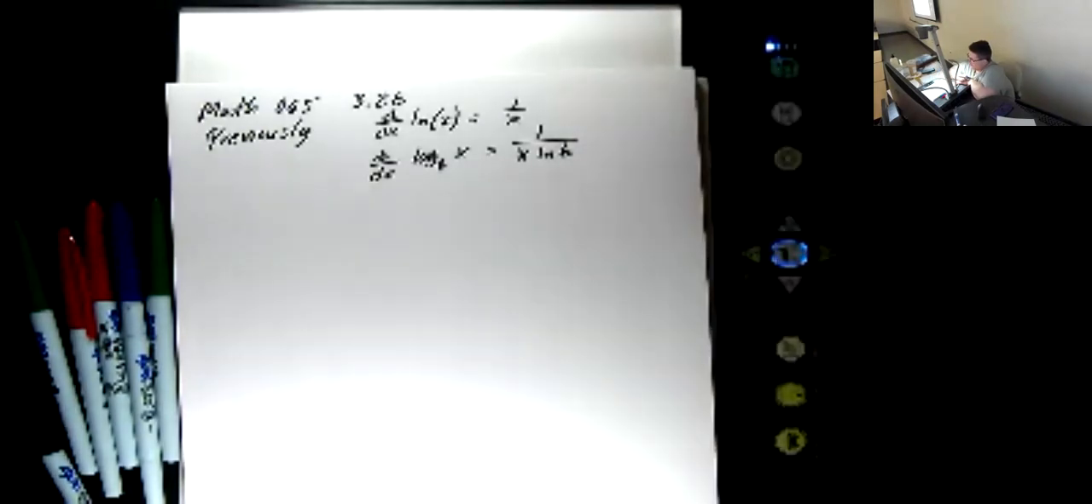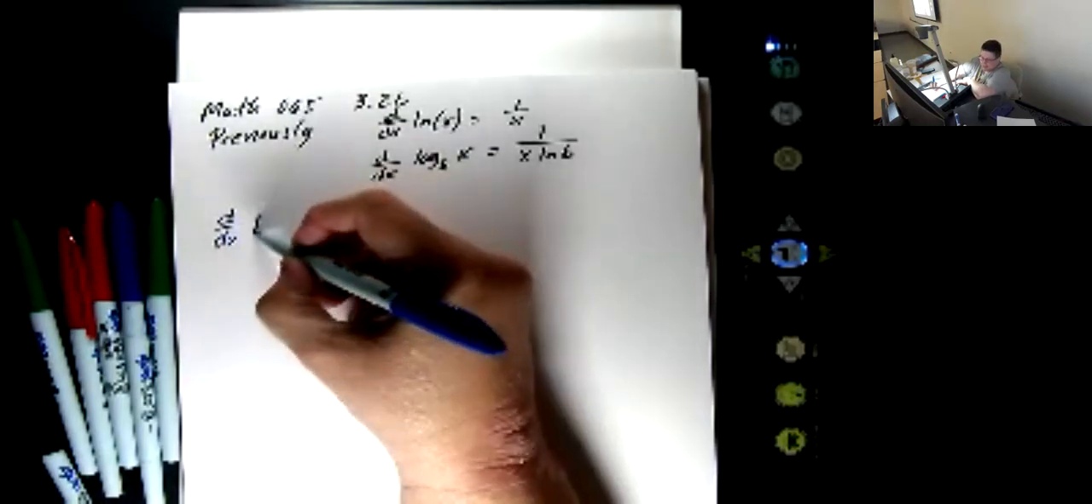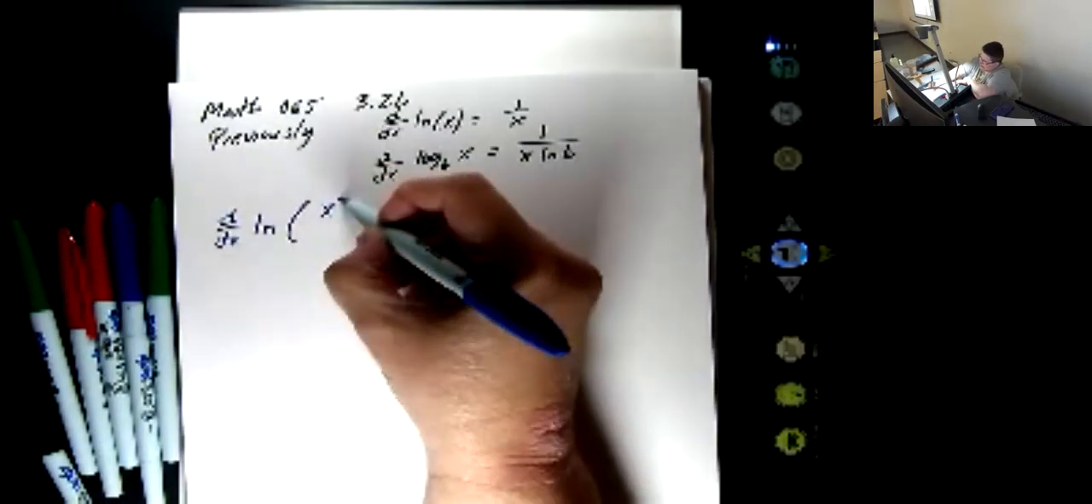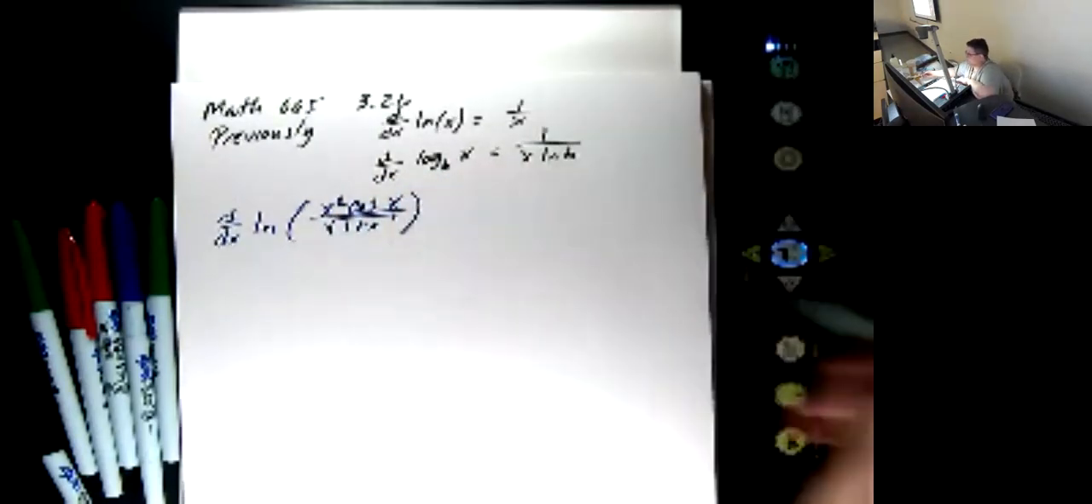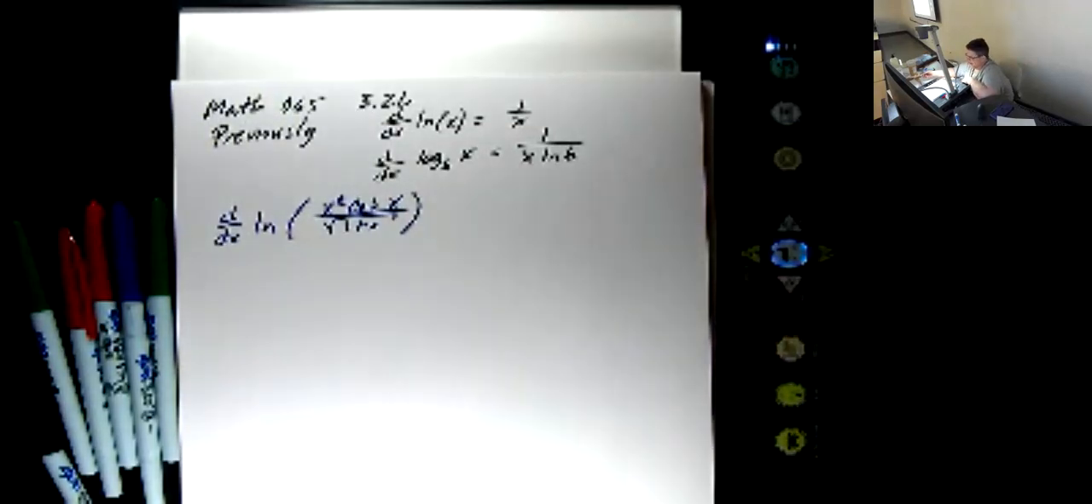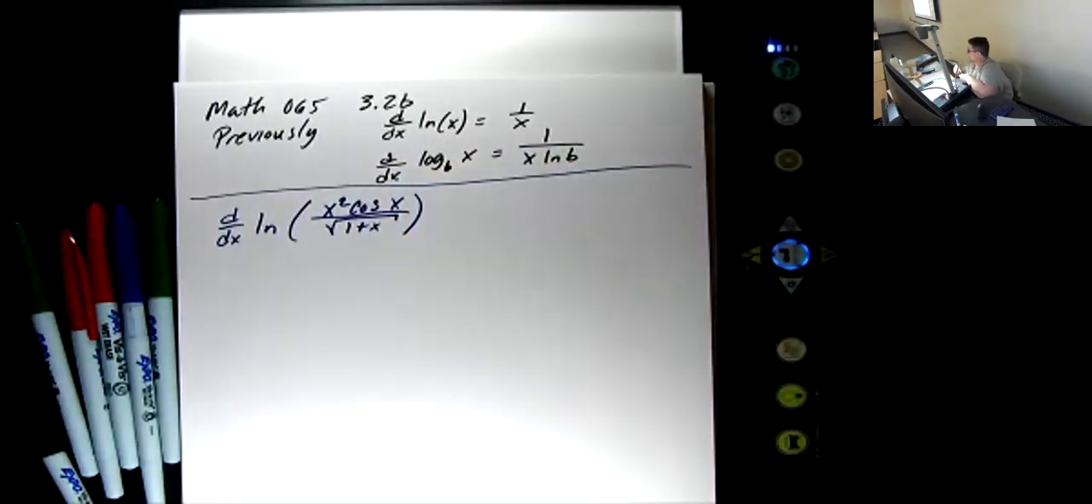Previously we were working on derivatives of logs and natural logs. These were the two things that we had found, and we had left you off with: find d/dx of the natural log of x squared cosine x over the square root of 1 plus x. That was your challenge to go home and figure out. Did anyone bother to do it? Good. At least some.